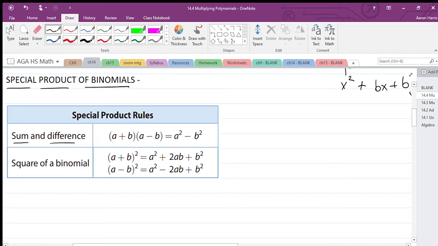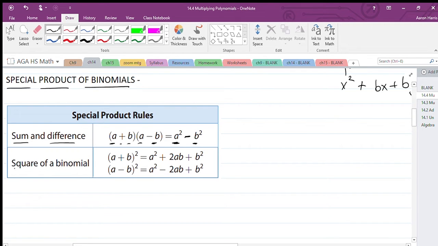All right, sum and difference. If I have a binomial and I'm adding the first two terms here, but in the second polynomial they subtract, then all you're really doing, because once you combine like terms in the middle, they'll cancel themselves out, you have a squared and b squared, and you will subtract them. Really, really simple.